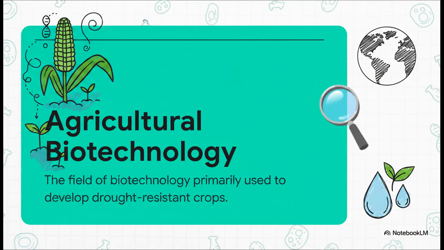This is a perfect example of biology making a huge impact. Scientists are literally using genetic tools to create crops that can survive with way less water. I mean, that's a massive deal when it comes to feeding everyone on the planet, especially with the changing climate. You'll often hear it called agritech.